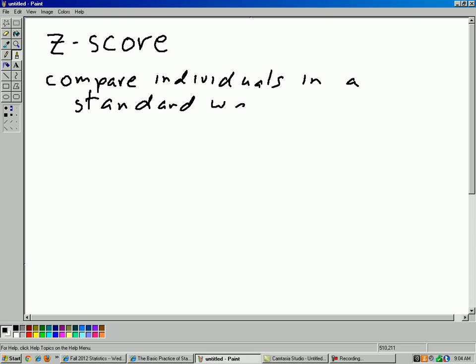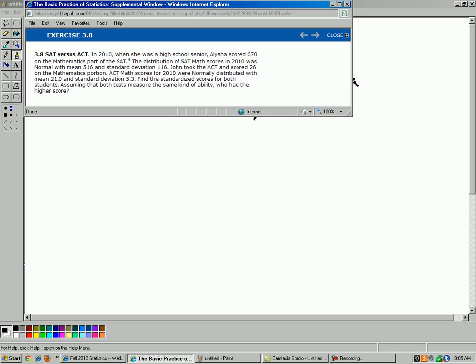Let's look at an example. This is from the textbook, chapter 3, problem number 8. It's an example where you want to compare two different students in a standard way. We have two different students who took different tests, but who did better? So let's read through the problem.